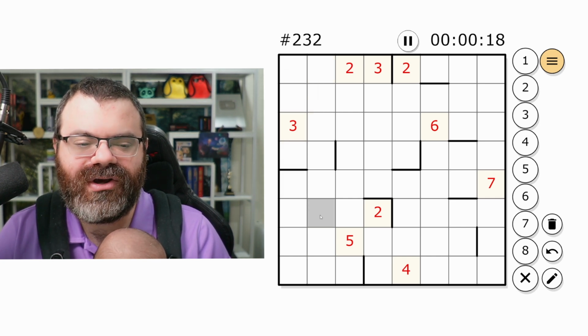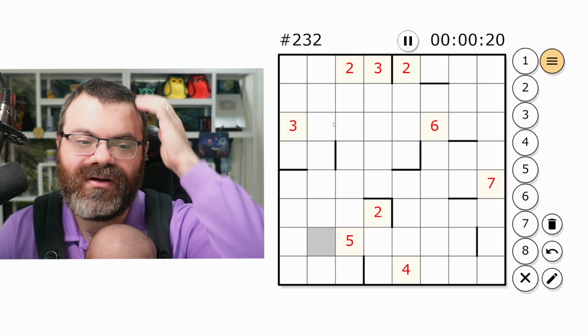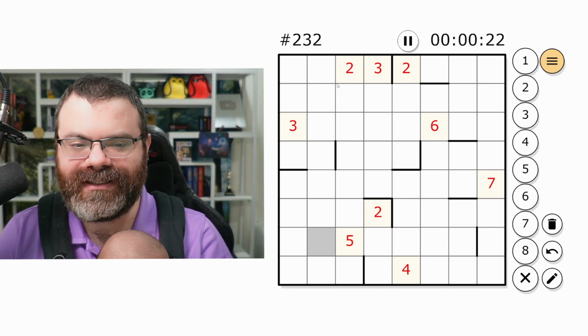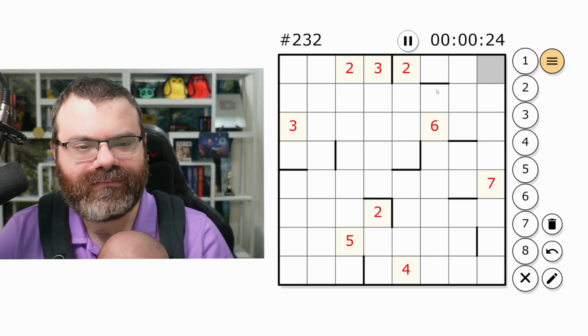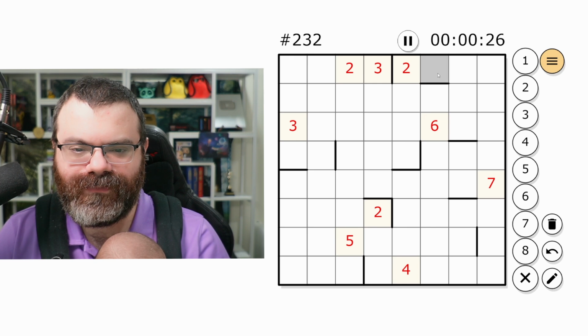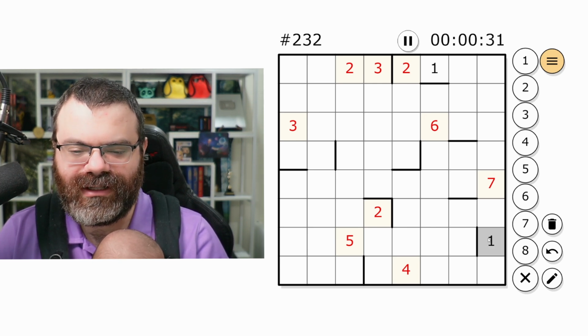This column has no segment, it's one segment, has no bold borders. So we need all of 1 through 8. The rows work the same way. All right, I'm going to get started. This is a 1 because vertically the segment's length 1. This is another length 1 horizontally.